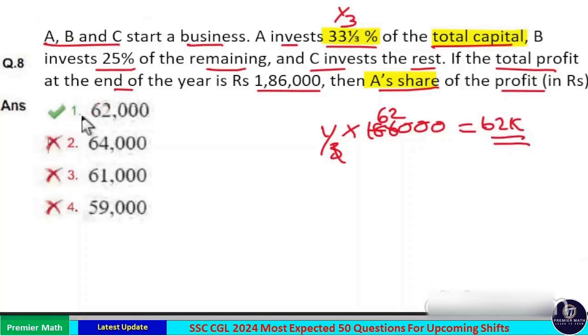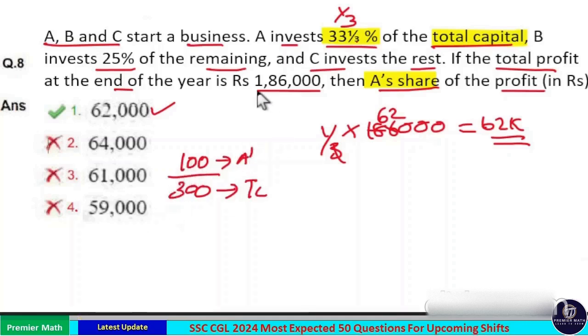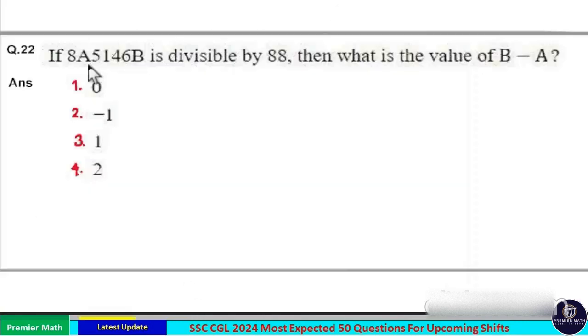Actually, you don't need to calculate what is C's investment or what is B's investment. Just take the percentage. Here 3 into 33 is 99, 99 plus 1 is 100. So 100 by 3 percentage means 100 by 300 of the total capital, which means 300 is the total capital. Out of this 300 parts, 100 is A's share. So A's share is equal to 1/3 of the total profit, 62.